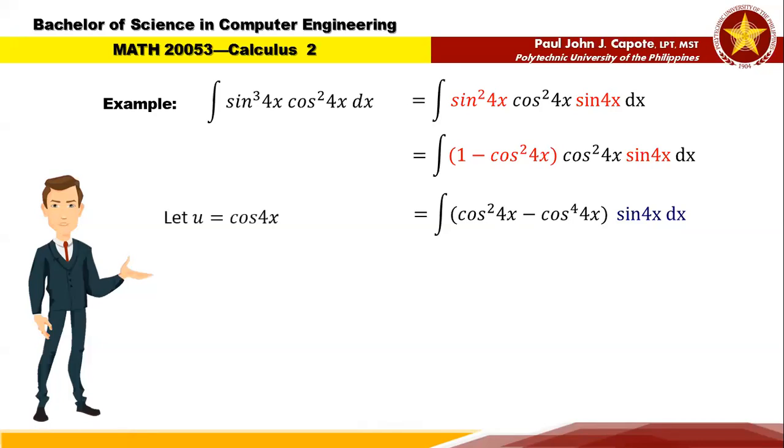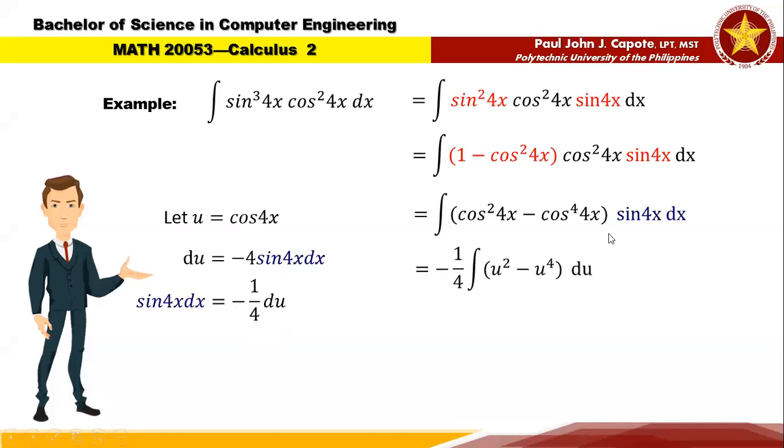And then, here is where the u substitution or the method of substitution comes in. We let u equals cosine 4x. Okay, we let u equals cosine 4x. And then we derive u with respect to x. And that is, the derivative of cosine 4x is negative 4 sine 4x dx. And so sine 4x dx is equal to negative 1/4 du.